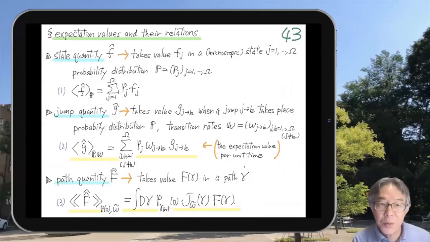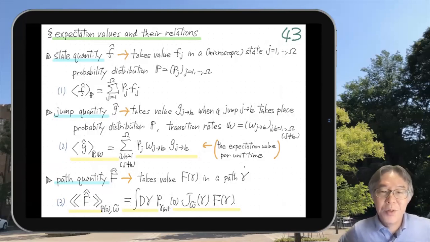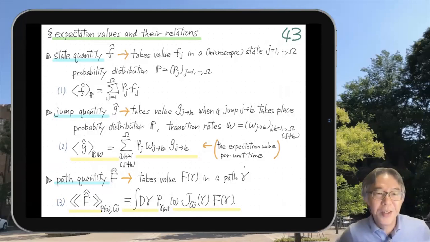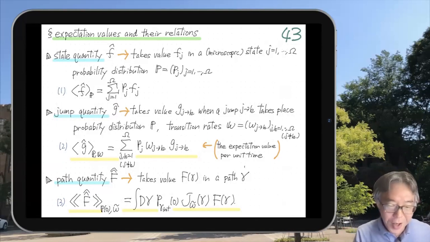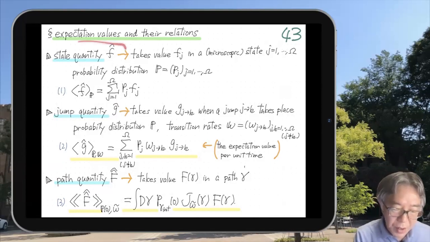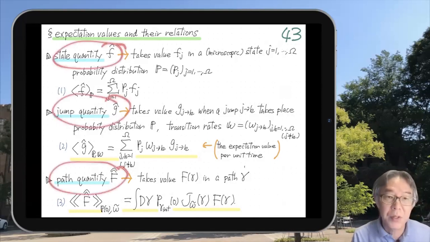Okay, so let me move on to the discussion of expectation values and their relations, which will become useful later. And actually, to tell the truth, this is a bit complicated and makes me tired. So anyway, let me do this carefully. Okay, so here I'm going to define the expectation values of three different types of physical quantities.